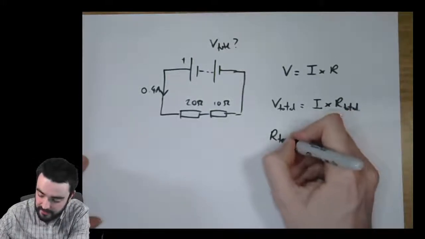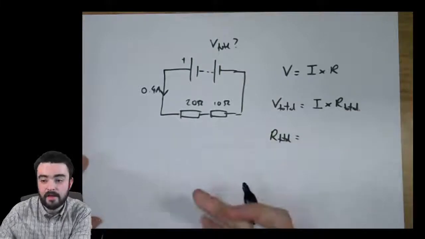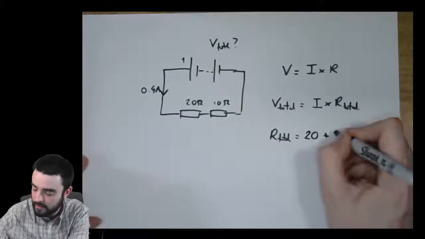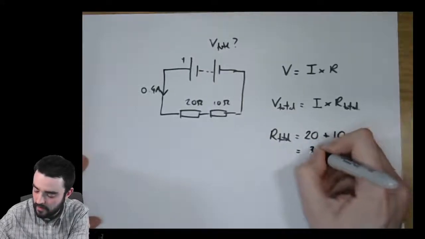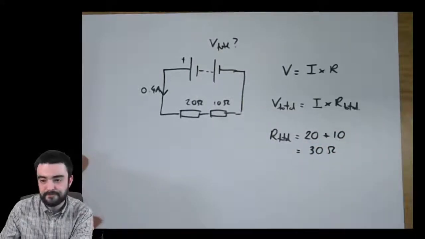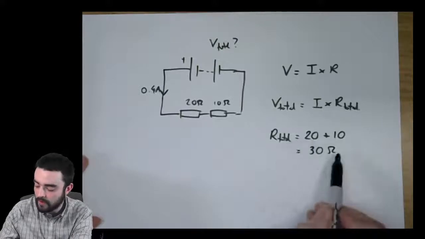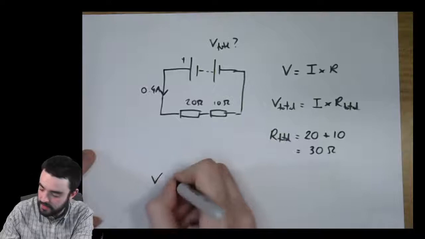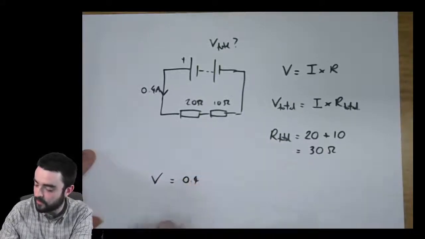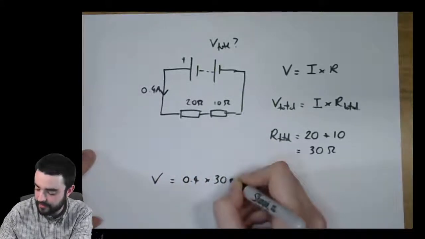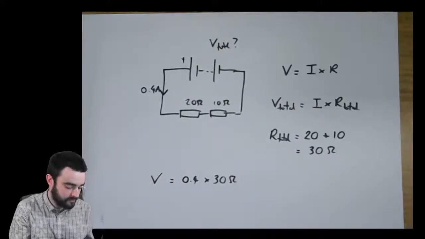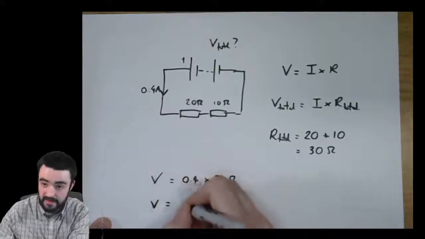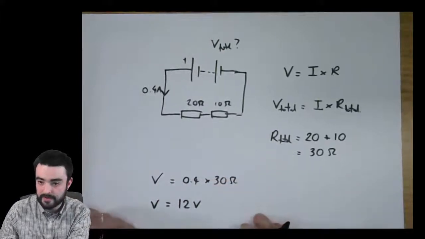R total for a series circuit is the sum of the resistors in that circuit. So 20 plus 10, 30 ohms. Okay, so we've got our total resistance. So V total is equal to 0.4 times 30 ohms. 0.4 times 30. V is equal to 12 volts.